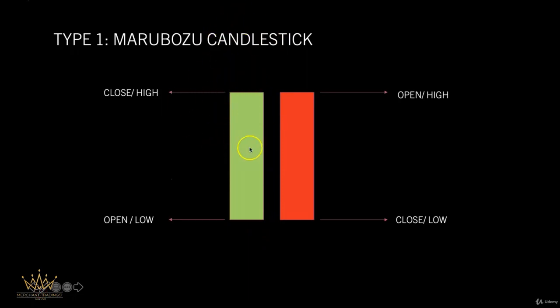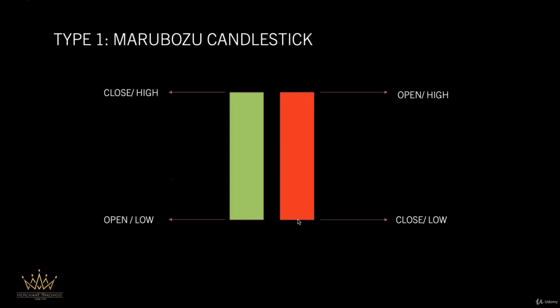So at this bullish candlestick we are having the high and the close price at the same price level, as well as we are having the low and the open at the same price level. The next is the bearish candlestick. So at this bearish candlestick we are having the open and the high at the same price level and the low and the close at the same price level.